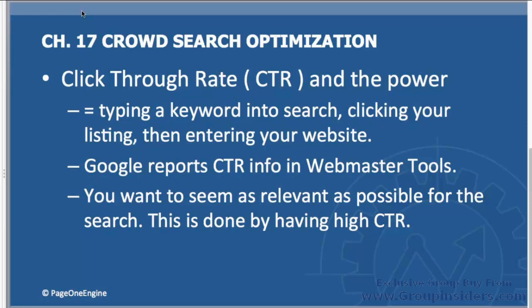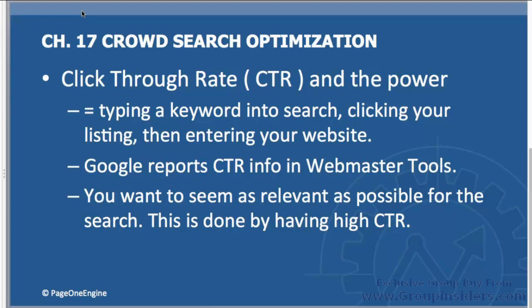First, I want to explain what click-through rate is. Click-through rate is the process of someone typing in a keyword, going through the pages, and ultimately clicking on a listing in the search results. It's the number of clicks divided by the number of impressions. So if someone searches for, let's say, plumber, and your website gets shown 1,000 times for that search, and out of those you get 100 clicks to your website, the CTR for that keyword in reference to your website is 10%.